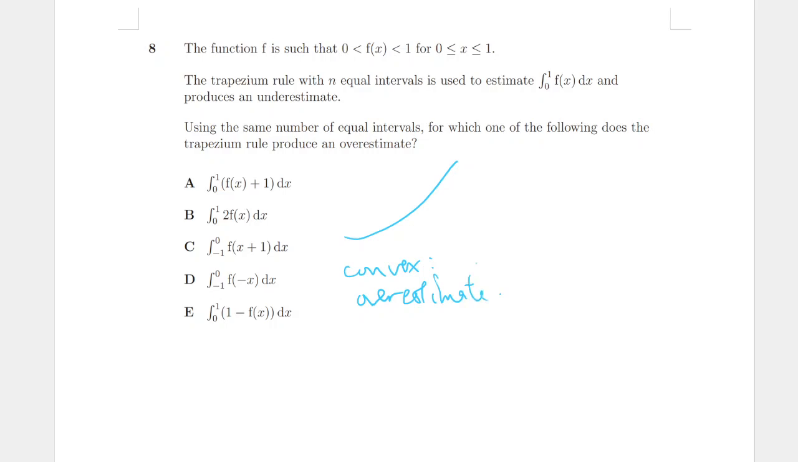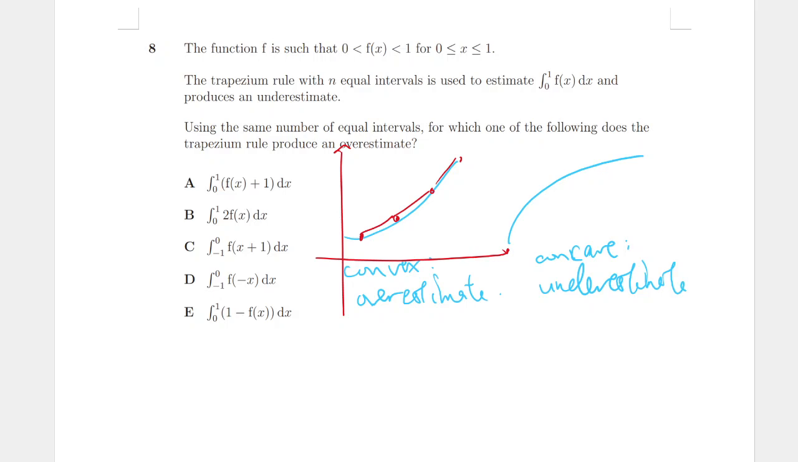How come? I mean, visually, it's clear, right? So if your axes are here, if you take the trapezia, like here, here, here, here, say, the red straight lines are always above the blue curve. Always, always. Yeah? But if it's concave, let's say it's like this, which is an underestimate.